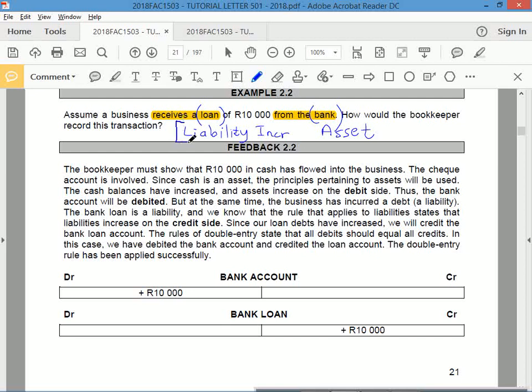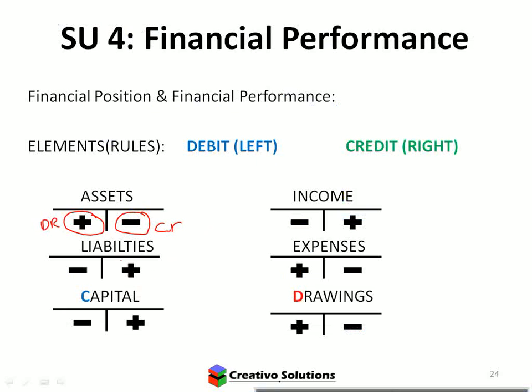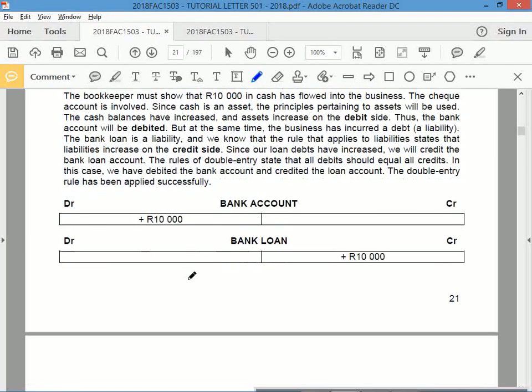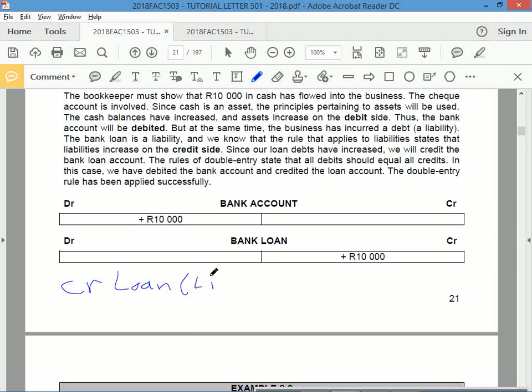Where do liabilities increase? Go look at the rule. Have a look. Liabilities increase where? On the credit side. So what am I going to write next to this example? Let's write it here. There's more space. Credit, loan, bracket, liability, increase. Arrow up. That's what I would do. That's my little working. You can think about it. You don't have to write it down. When you get used to this, you can just do it mentally. I'm writing it down so we've got it.